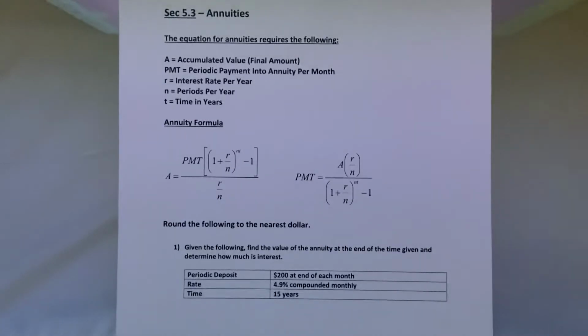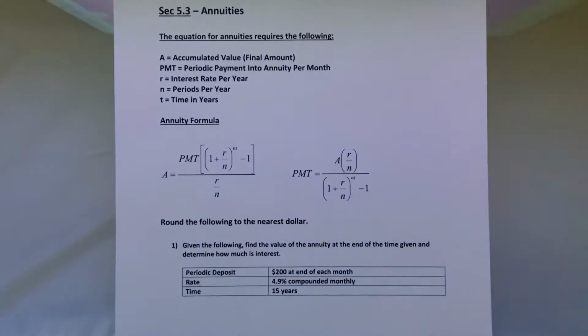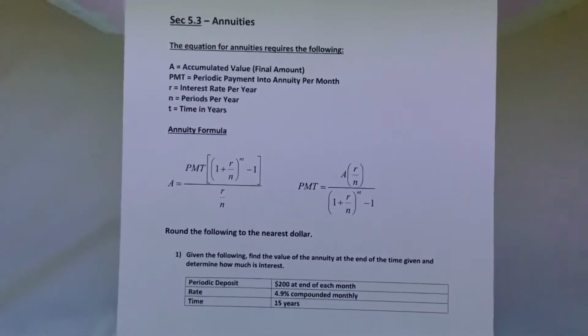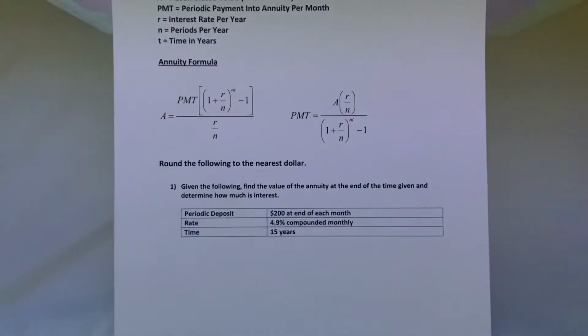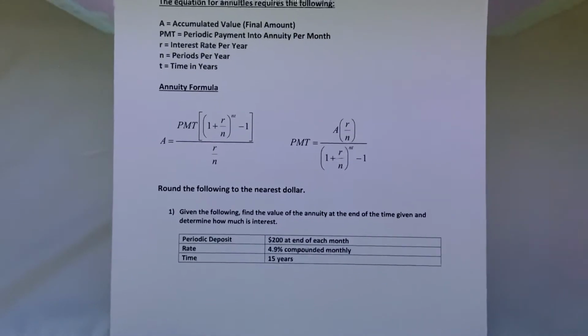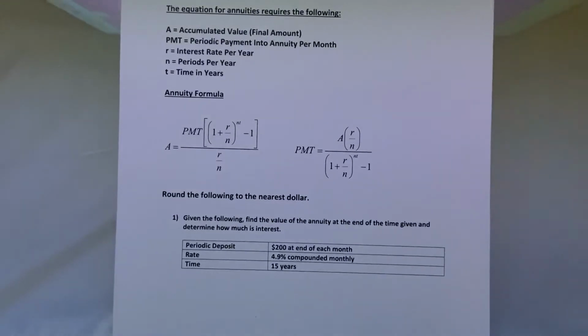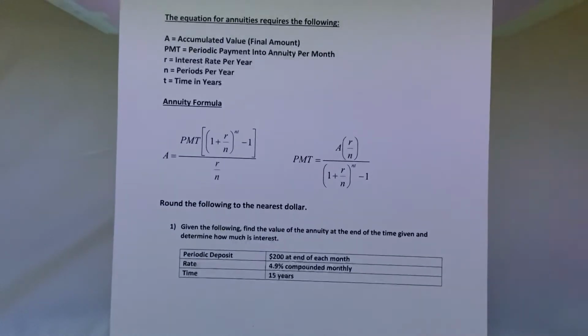It's A equals payment times 1 plus R over N to the NT minus 1 all over R over N. This is the same formula, just solved for payment. So now let's see how this works. Given the following, find the value of the annuity at the end of the time given and determine how much is interest.